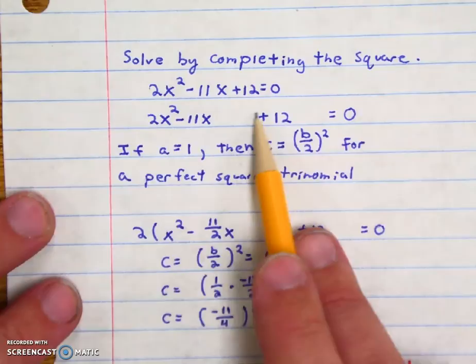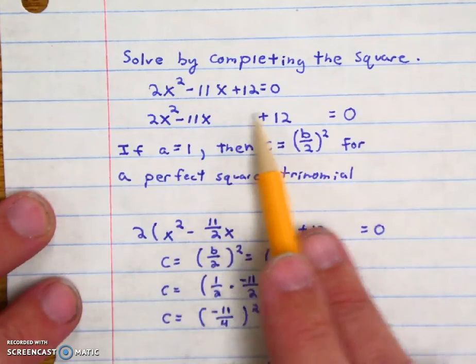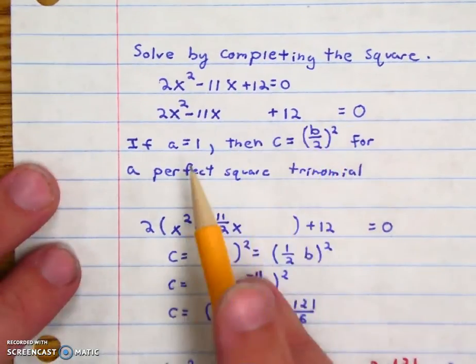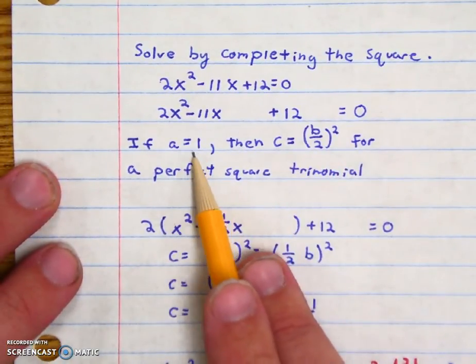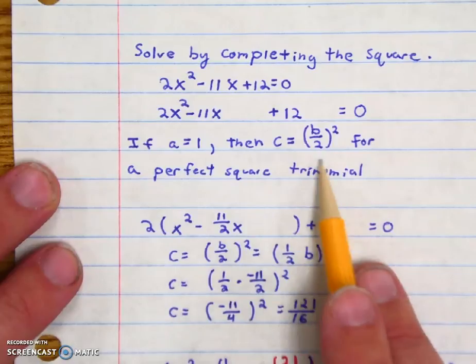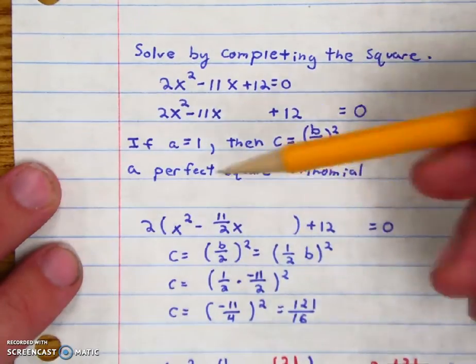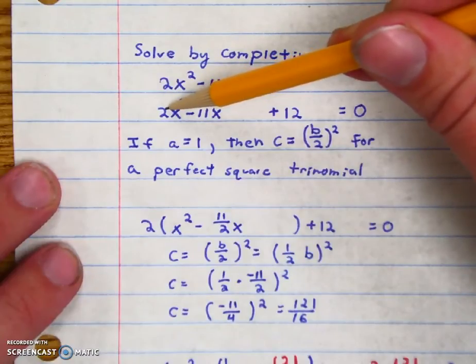So I'm going to add some c value, but if I add a c value, I need to take away a c value. What I need to have happen here is that the a value needs to equal 1. If this happens, then the c value equals b divided by 2 squared for a perfect square trinomial. Unfortunately, my a value equals 2. This is not a 1.